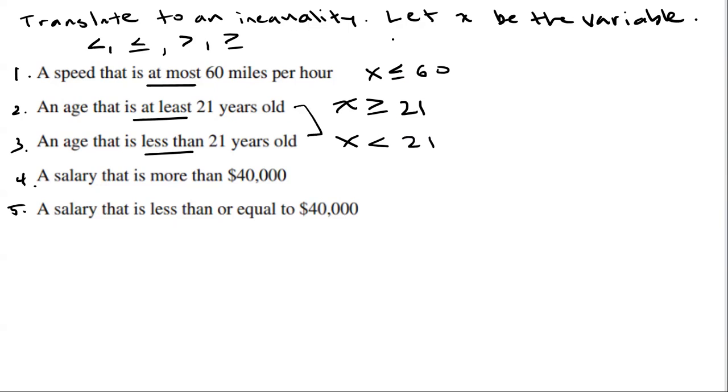At least means 21 or more. Less than means cannot be 21. Has to be lower than 21. All right. How about this one here? A salary that is more than 40,000. More than 40,000.